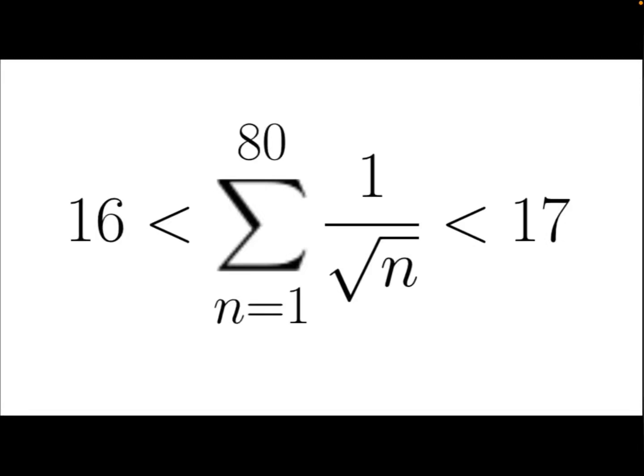In this video, we are going to prove that the sum of the reciprocals of square roots, 1 over square root 1, 1 over square root 2, etc., all the way up to 1 over square root 80, is between 16 and 17.